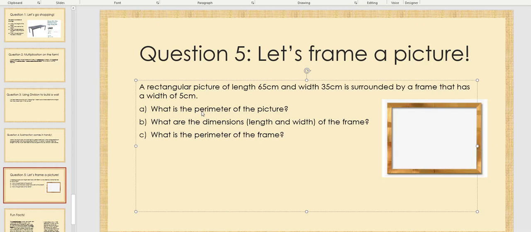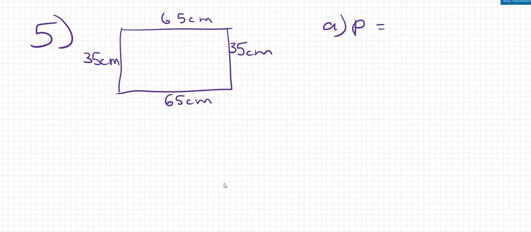So that's the first thing we need to work out. Okay, so what is the perimeter of the picture? I've just drawn the picture here and put in my measurements. So length of 65, width of 35. Add up all of these and that will give us our perimeter. So 65 plus 65 plus 35 plus 35.